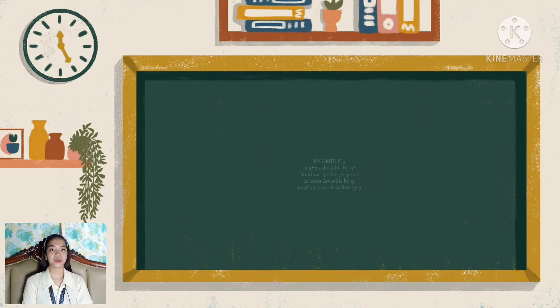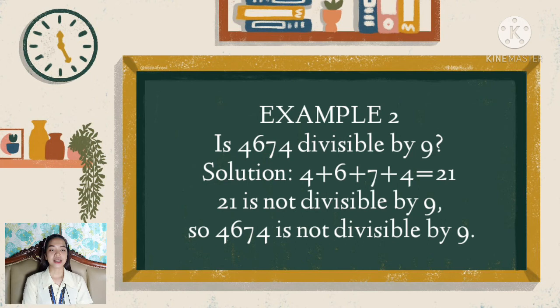So example number 2, is 4,674 divisible by 9? So we have here a solution. We need to sum all the digits. 4 plus 6 plus 7 plus 4 is equal to 21. 21 is not divisible by 9. So 4,674 is not divisible by 9.